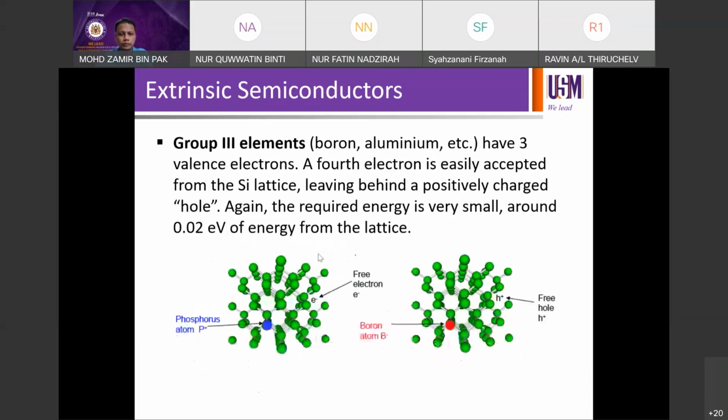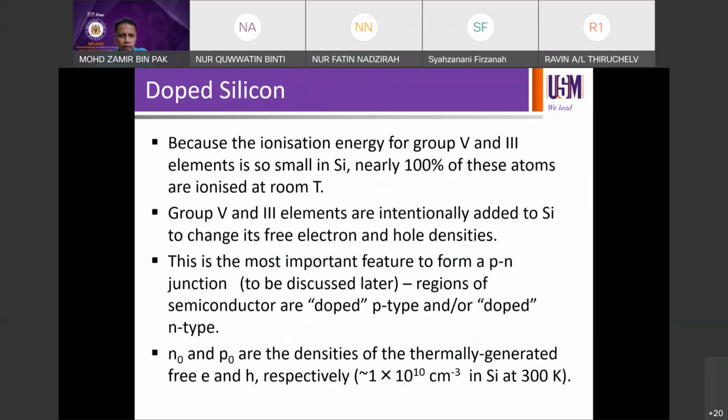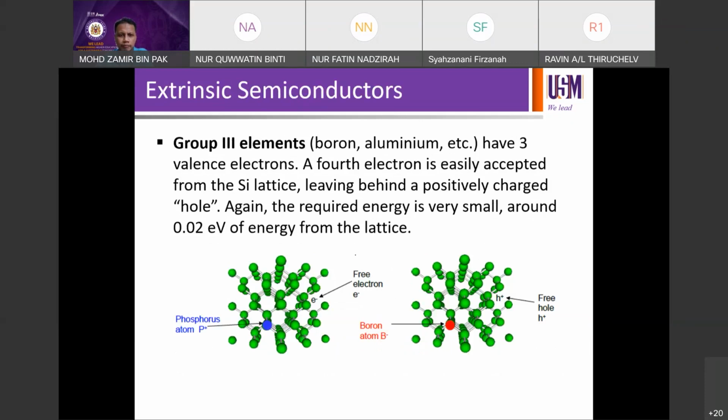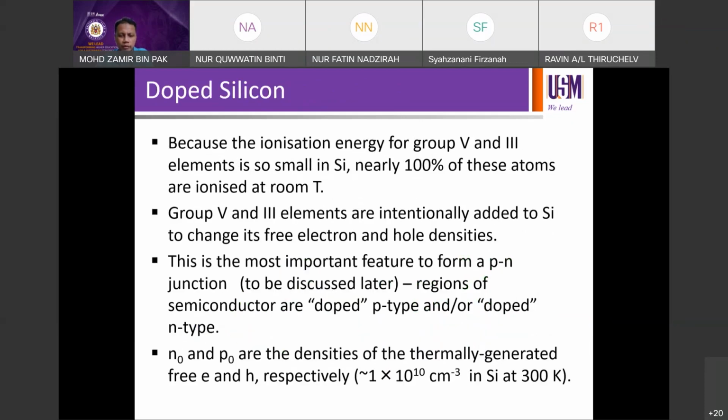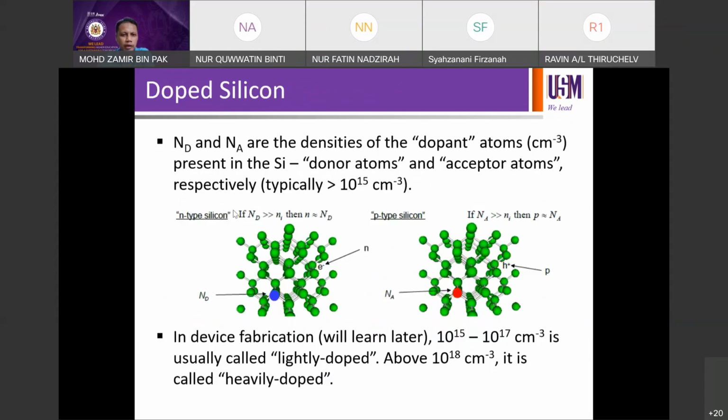Okay, good. So for group 3, the dopants may come from boron, aluminium, gallium. If you talk about group 5, then it will be arsenic, antimony, phosphorus. Okay, and we've discussed the concept of Ni, N naught, P naught, and we stopped somewhere around doped silicon. So let's just recap about doped silicon.